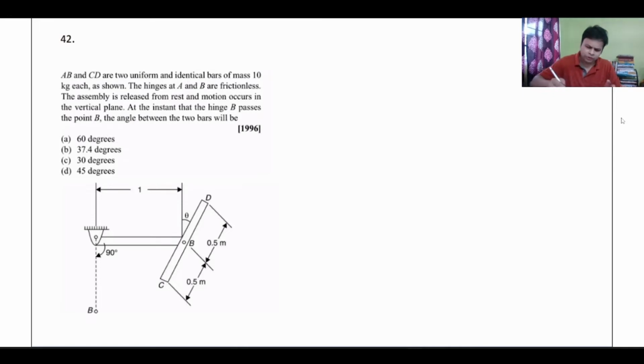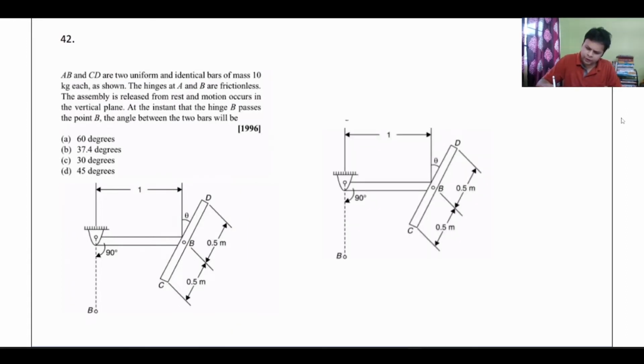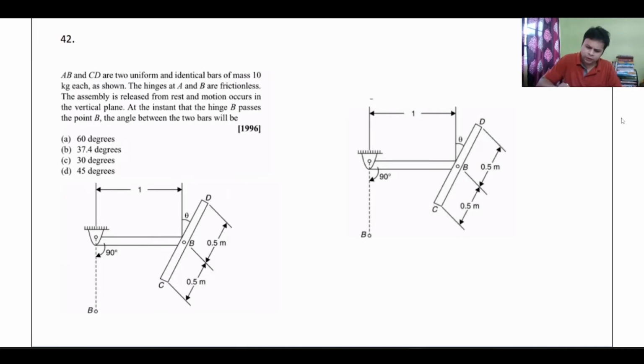Okay, very simple question. So what is the question exactly? Let me tell you. You can see this image, right? This is the horizontal rod. Initially it was in this position, then it was released. So it will come down here.